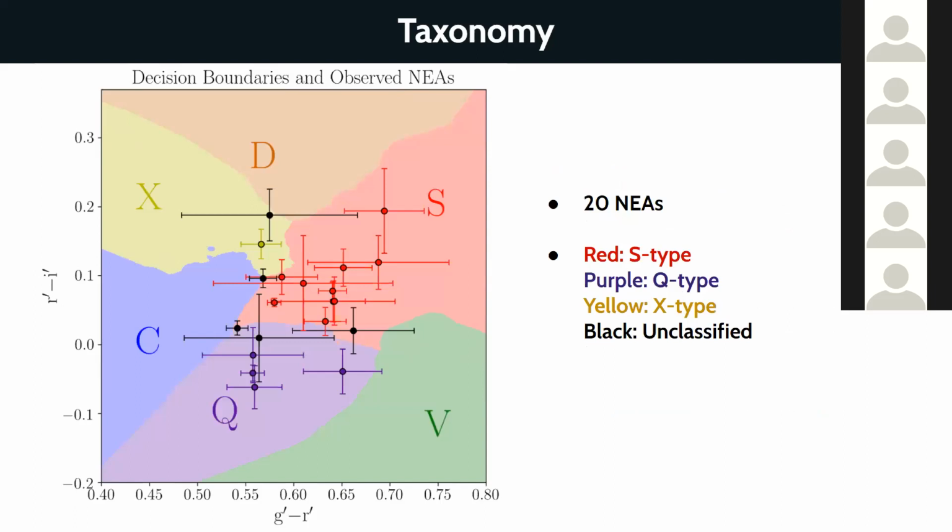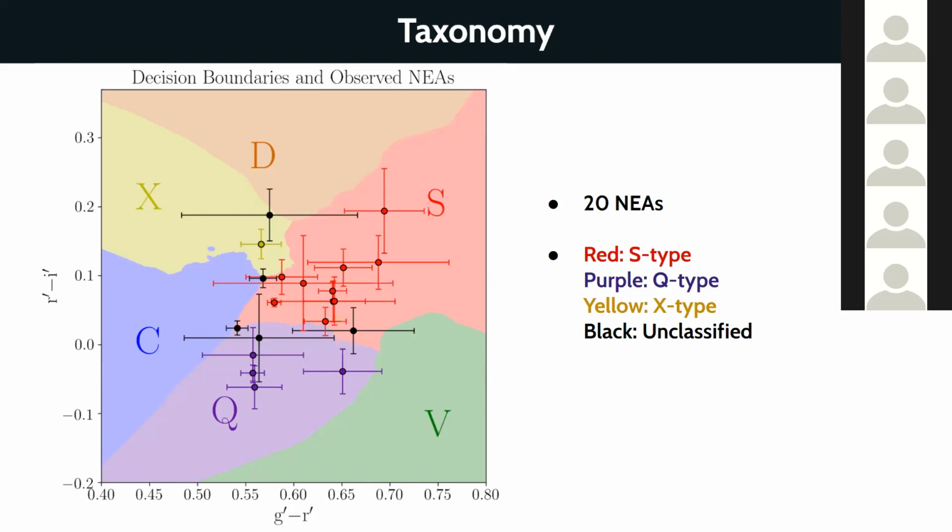This figure is, again, the same decision boundaries, but now showing our classified targets. There are still, I think, 4 or 5 of them that remain unclassified because none of the probabilities were greater than 50%. And even though they remain unclassified, through the probabilities that we calculated, we could at least exclude some of the taxonomies.